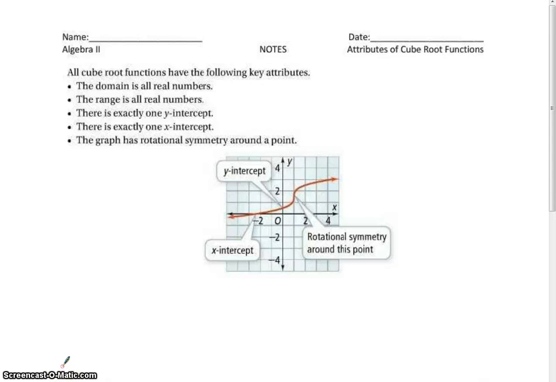Okay, Algebra 2, we're looking at attributes of cube root functions today. Yesterday we did cubic functions, and that would be x to the third. Today it's cube root, and it's going to be the cube root of a number. You're going to discover that they are very similar.